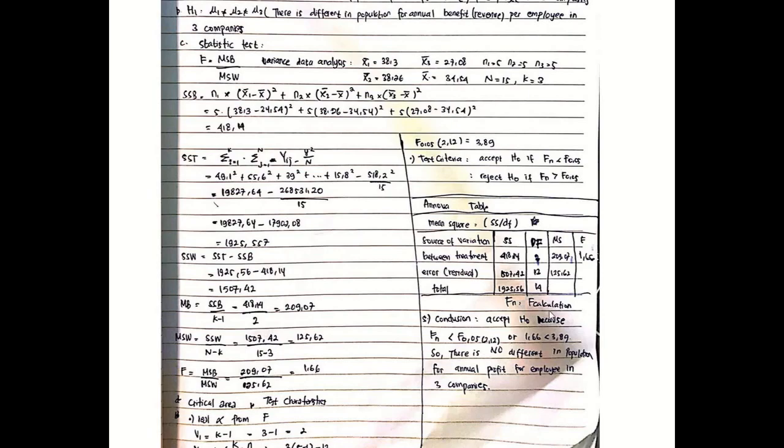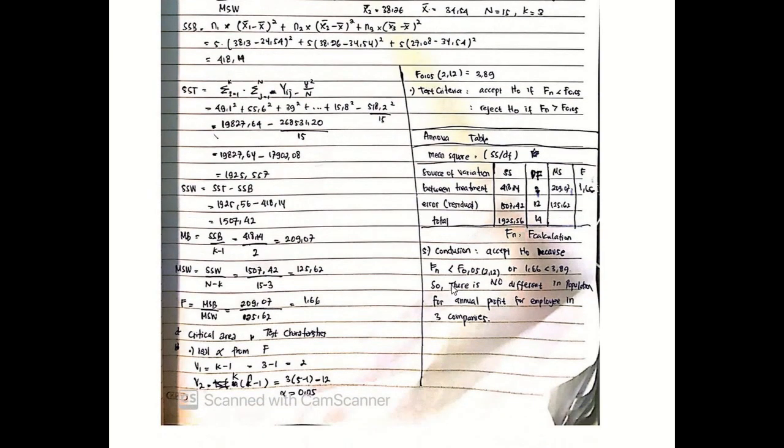For Fn, we assume Fn is the calculated F. So the conclusion is to accept hypothesis 0, because Fn, 1.66, is less than 3.89. So there is no difference in population annual profit per employee in the 3 companies. That's all for number 1.